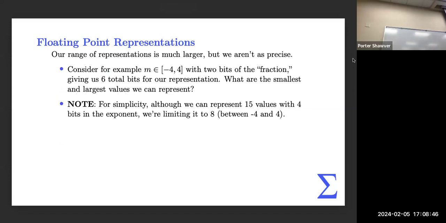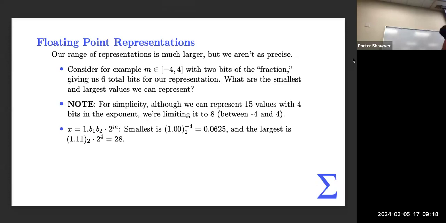So for example, say we chose to restrict our exponent to be between -4 and 4, and then we give ourselves 2 bits for the fraction of the mantissa. That's going to give us 6 total bits of representation. What are the smallest and largest values in magnitude that we can represent with that? Just for simplicity, even though 4 bits for the exponent gives you a range of 15 values, I've just shrunk it to -4 to 4 because I don't want to deal with one side being +4 and one side being -3 or something like that.